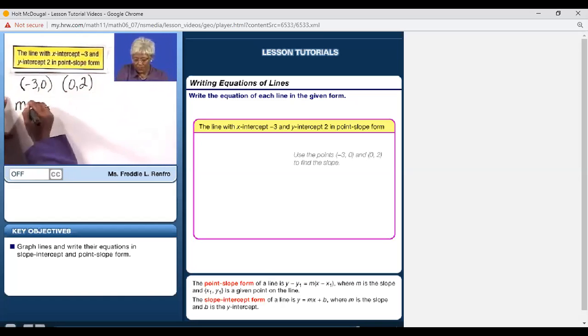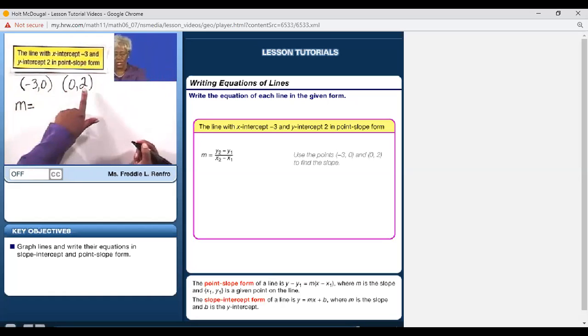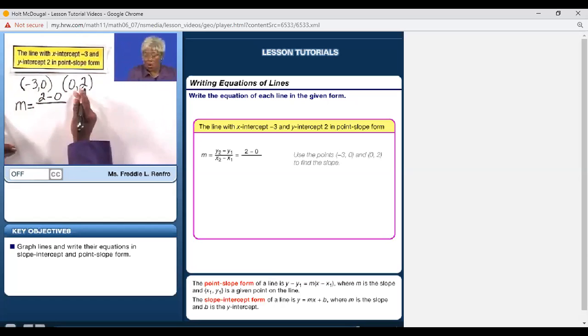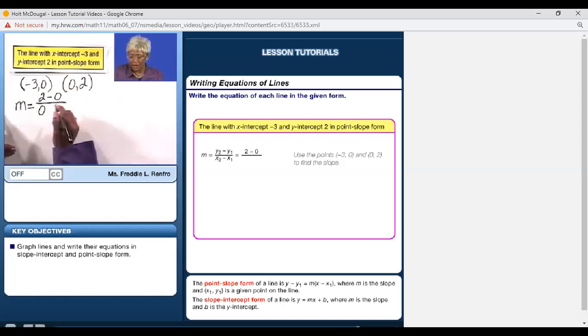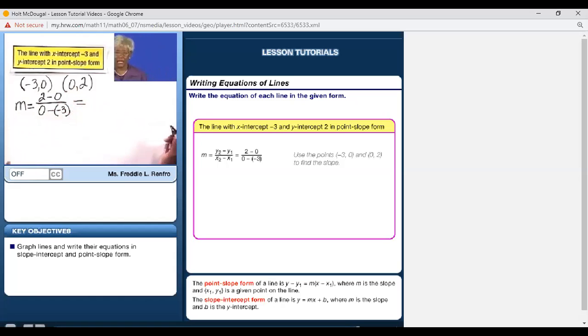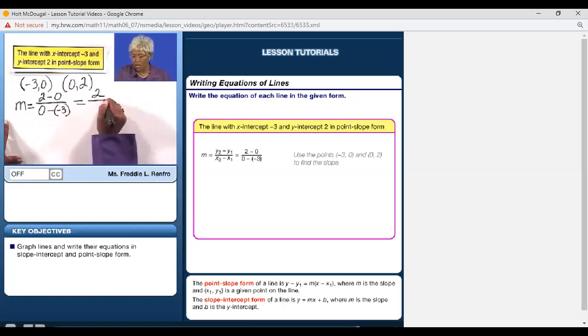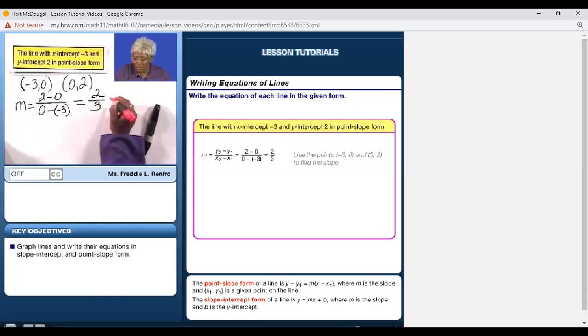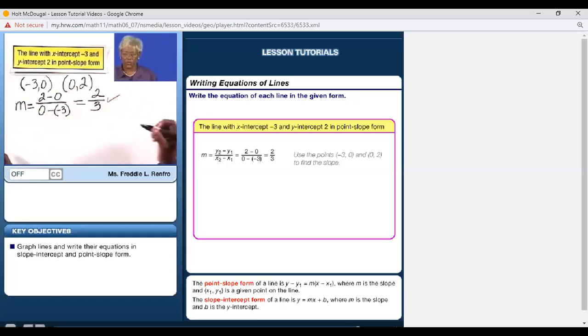The slope is equal to 2 minus 0. I'm going to start with the 2 over the difference of the x coordinates. It's 0 minus a negative 3, and that's equal to 2 over a positive 3. We need to remember that the slope is 2/3.